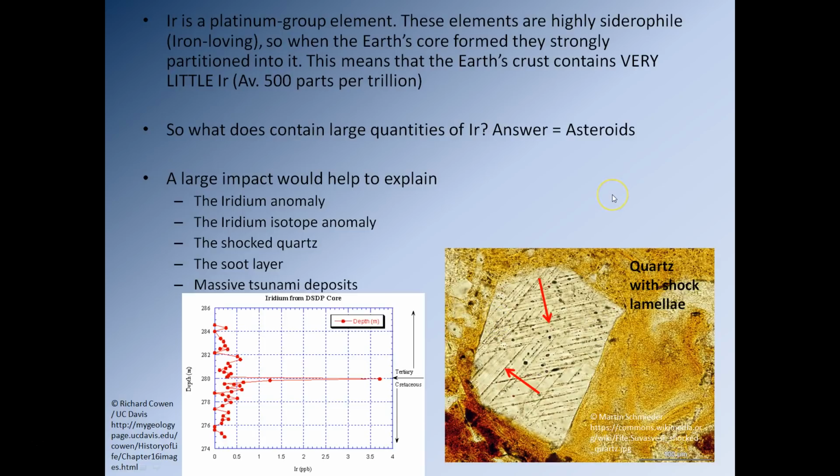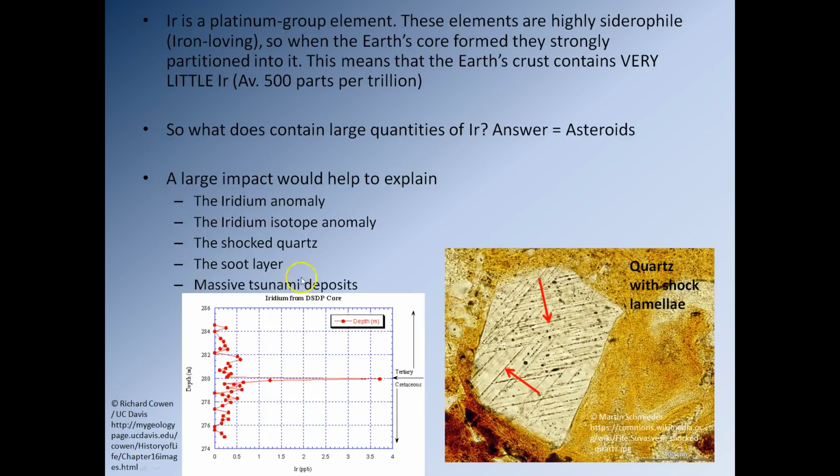And shocked crystals of quartz can only form in one of two ways. They can only form during high energy events, so the only way to form them is either a meteorite impact or a nuclear explosion. And so the fact that we have all this shocked quartz within the clay layer clearly suggests there was a big impact. What else do we have?